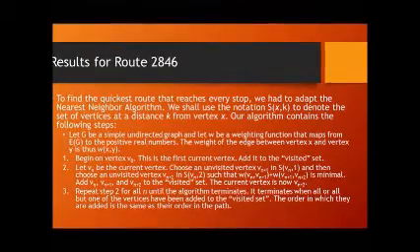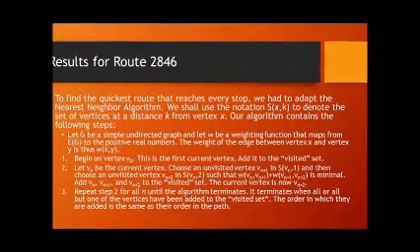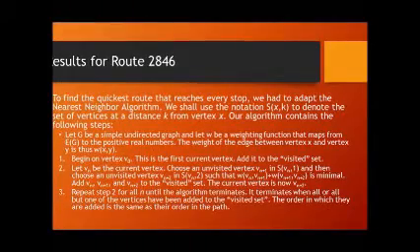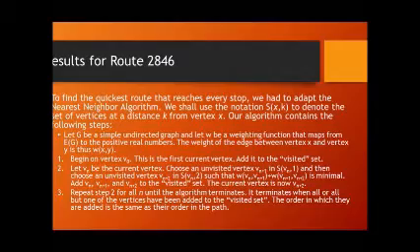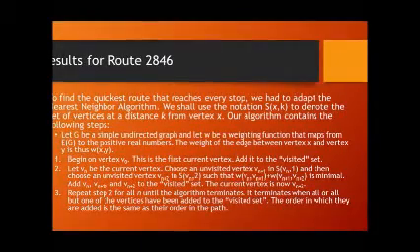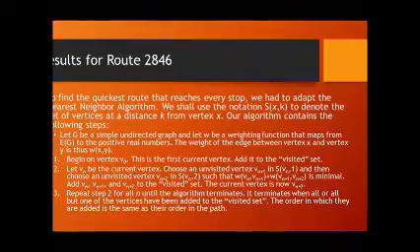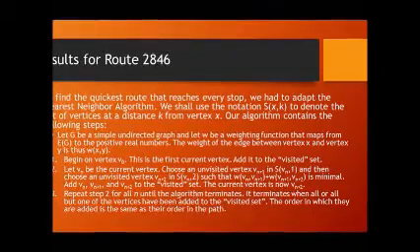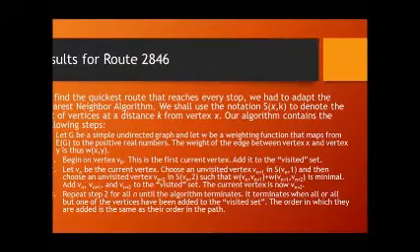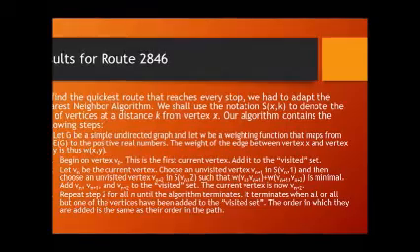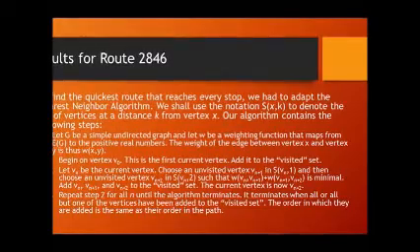Alright, so let G be a simple undirected graph, and let W be a weighting function that maps from E of G to the positive real numbers. E of G is the set of edges in the graph G. The weight of the edge between vertex x and vertex y is thus W of x comma y. Step 1. Begin on vertex v sub 0. This is the first current vertex. Add it to the visited set.